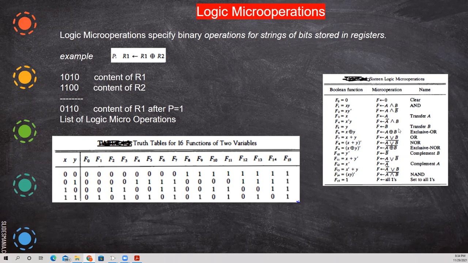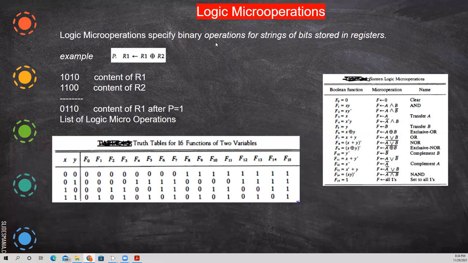to this. Then XOR, XOR can be represented like this using this operator. Then OR can be used to represent like this, right? Then exclusive NOR with an XOR symbol, then bar, that will be called exclusive NOR. And complement, it can be represented with a bar symbol above. So about the register, which means whatever the data in the register B is complemented, okay? And so on.